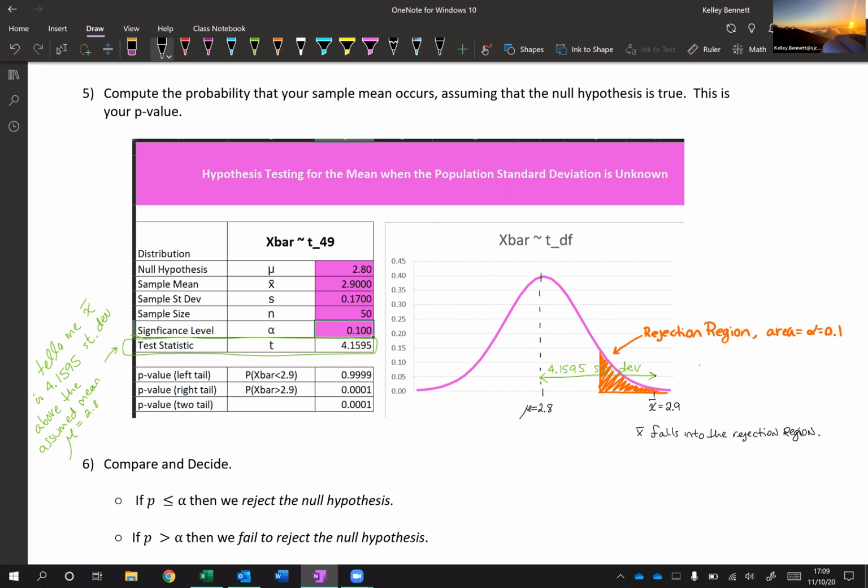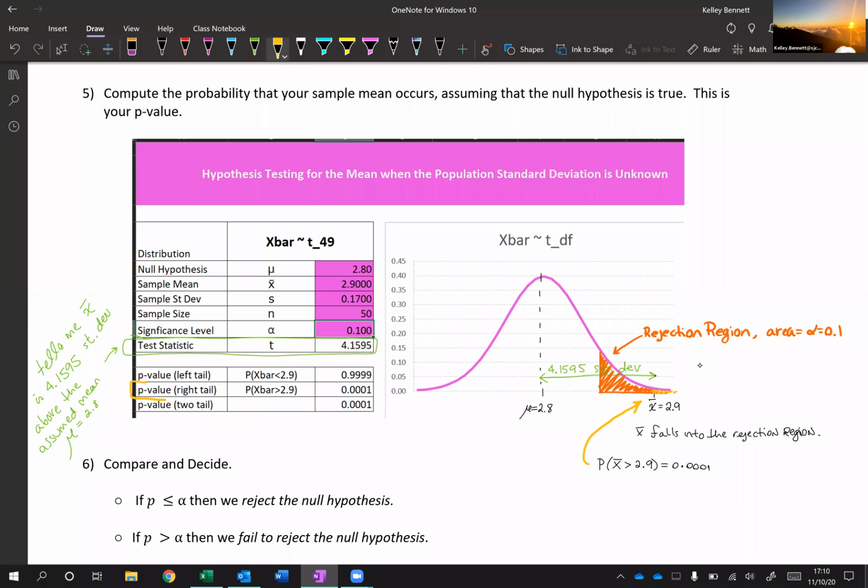But the other thing that tells me that X bar falls into this rejection region is the probability. Let's look at it this way. The probability that X bar is bigger than 2.9 equals a really small area. It's equal to 0.0001. That's what that p-value is telling you.